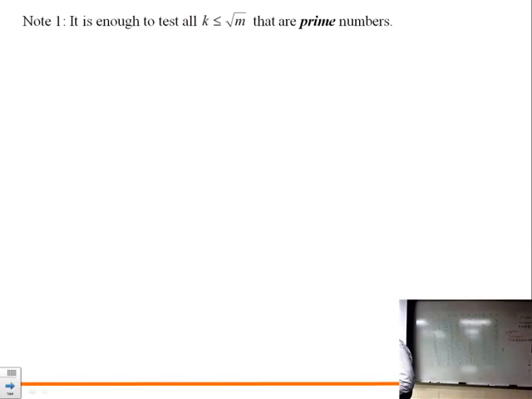There are some ways to improve the test. You don't have to try all of the numbers from 2 to n minus 1. In fact, it's enough to check divisibility by all the values k less than or equal to the square root of m, and that are prime. So you only have to test these. So why is that true?